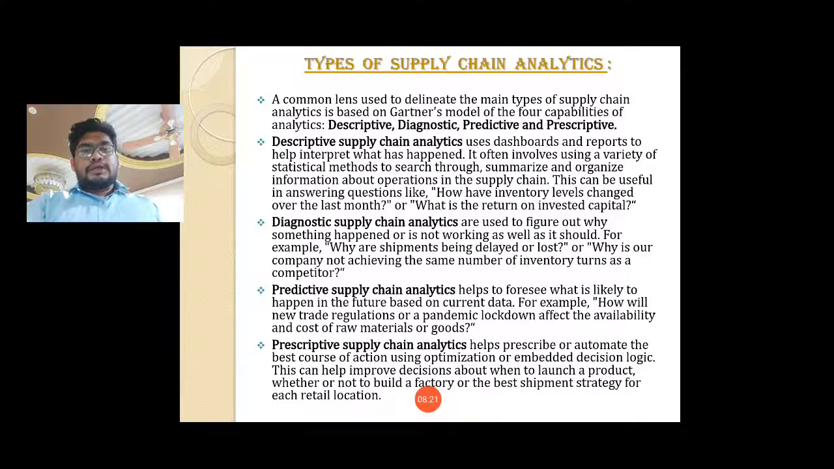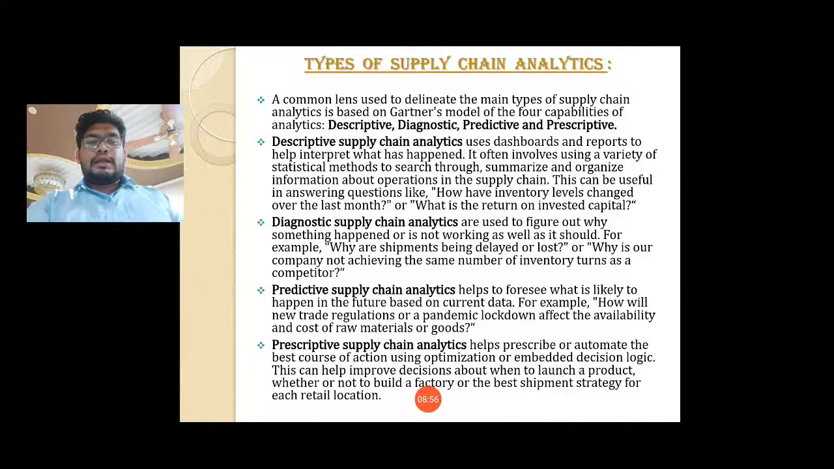The second one is diagnostic. Diagnostic supply chain analytics are used to figure out why something happened or is not working as well as it should be. For example, why are shipments being delayed or lost, or why is a company not achieving the same number of inventory turns as a competitor. So finding out the exact reason behind the delay or the processes or the errors is the part of diagnostic supply chain analytics.